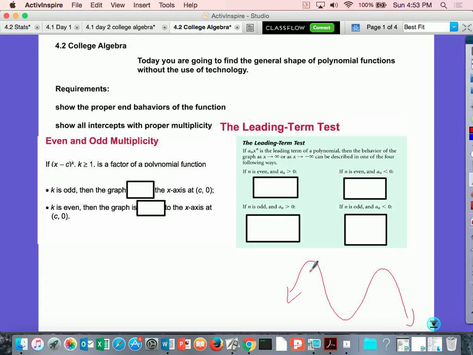So find the general shape without using technology. You have to show what's called the end behaviors, what's happening far off to the right and far off to the left of the function. And you have to show all the intercepts with what's called proper multiplicity.